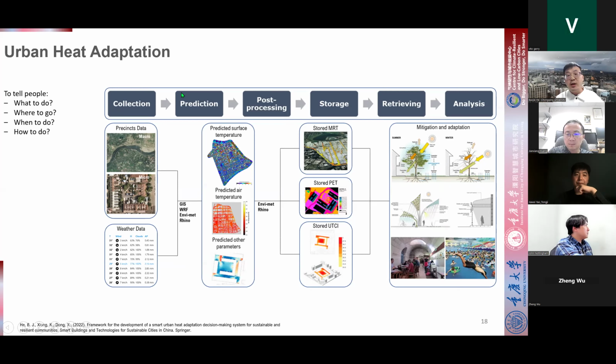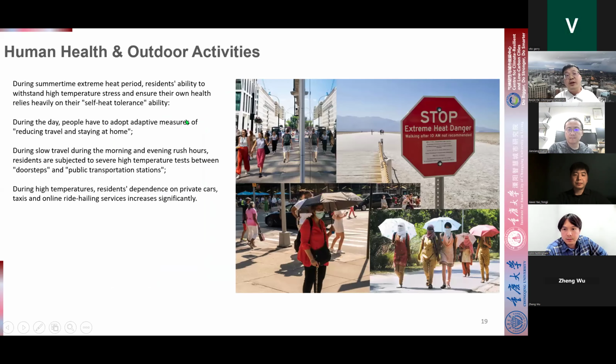And we also have a case on walkability, because walking is a very common daily function. People have to walk from their home to the bus station or the train station when they go to work, and when they get off work, they have to walk from the bus station or the train station to their home. People can't avoid extreme heat by staying at home.